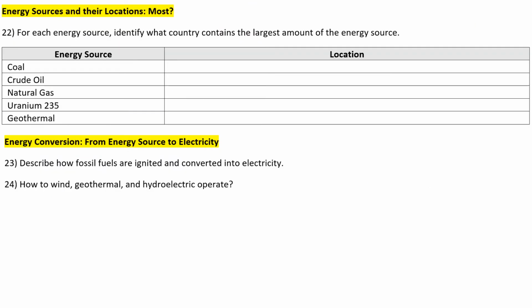For each energy source, identify what country contains the largest amount of the energy source. Coal, China. Crude oil, USA. Natural gas, USA. Uranium 235, USA. Geothermal, USA.